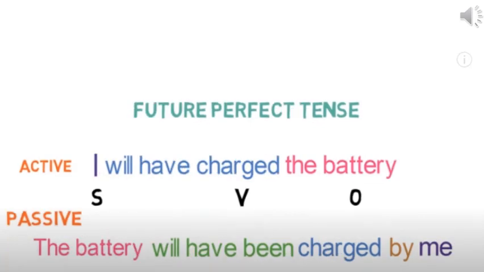We have future perfect tense. In the active sentence, it is, I will have charged the battery. Now the subject is I, the verb is will have charged, the battery is the object. Second step, swap the position of subject and object. Third step, change the verb form to the verb third form. It is already in the third form, that is charged, so it will remain the same. Then we will add the to be form. Here the to be form is will have been, and lastly the preposition by. So the passive sentence will be, the battery will have been charged by me.